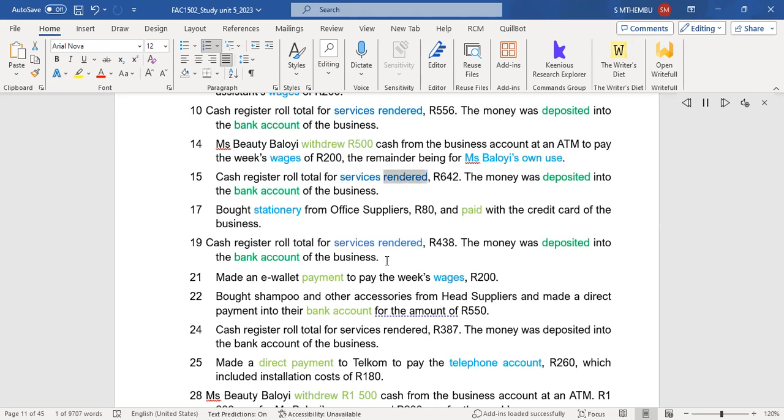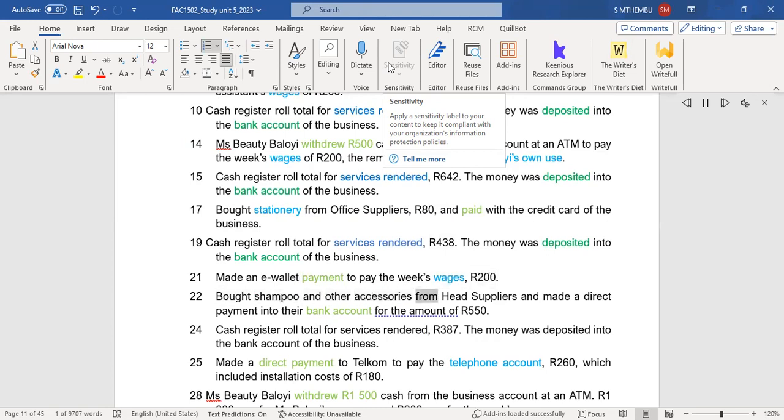Cash register roll total for services rendered, R642. The money was deposited into the bank account of the business. 17, bought stationery from office suppliers, R80, and paid with the credit card of the business. 19, cash register roll total for services rendered, R438. The money was deposited into the bank account of the business. Made an e-wallet payment to pay the week's wages, R200.